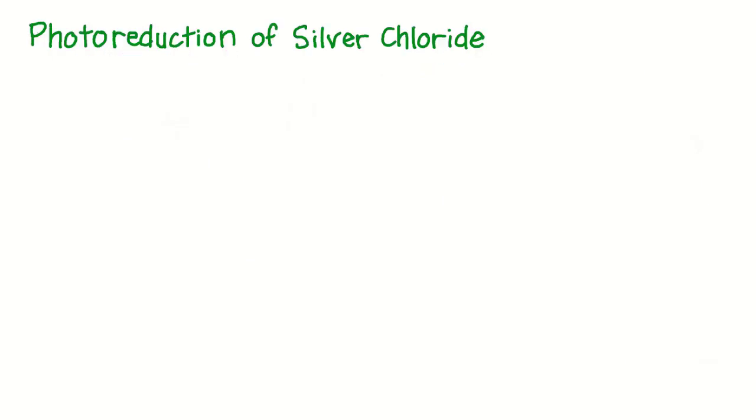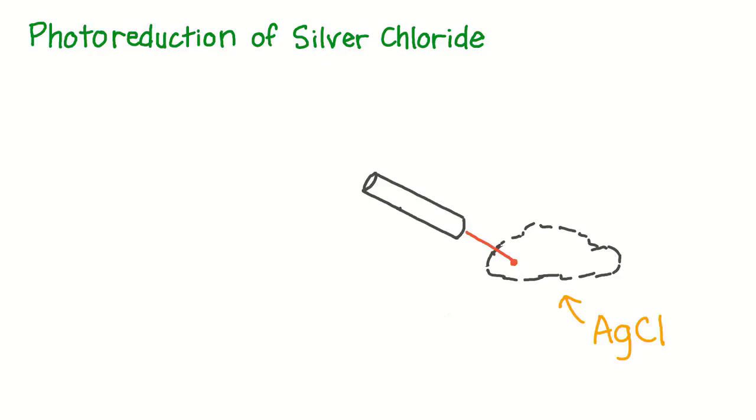The next example we'll look at is the photoreduction of silver chloride. Silver chloride, or AgCl, is a white powder. But if you shine a laser at it, it turns gray. So let's figure out what's going on here.